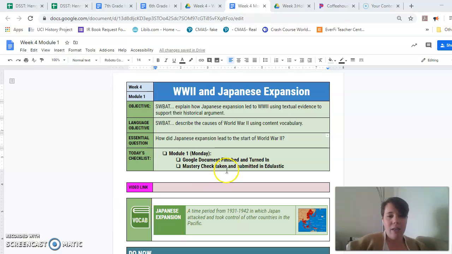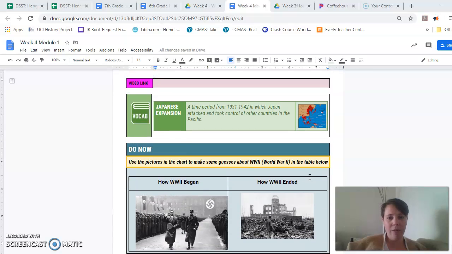Remember, today, the things that you have to accomplish if you're following it Monday, Wednesday, Friday, is to get this Google Doc finished and turned in. Remember, click not the share button, but the turn in button, and make sure your mastery check is taken and submitted in Agilistic. All right, our vocabulary word for today that we're going to start with is Japanese expansion.